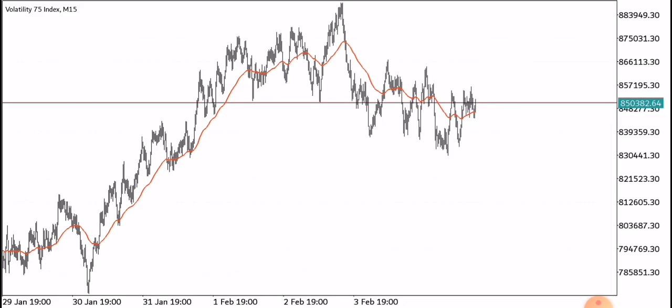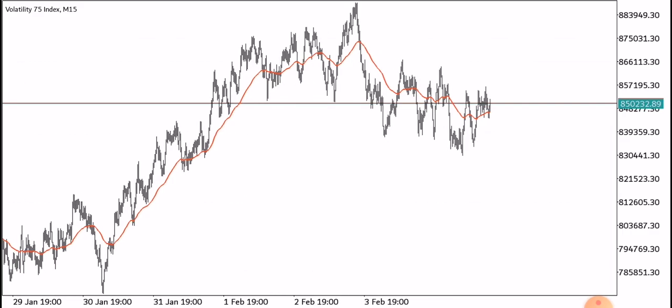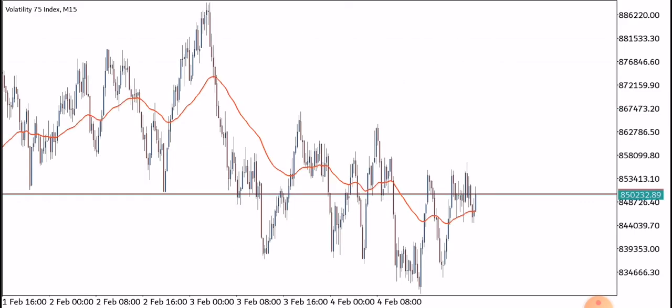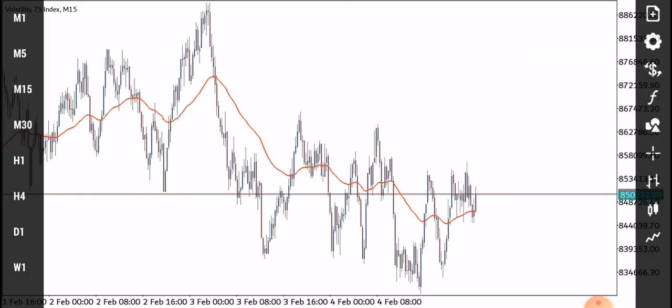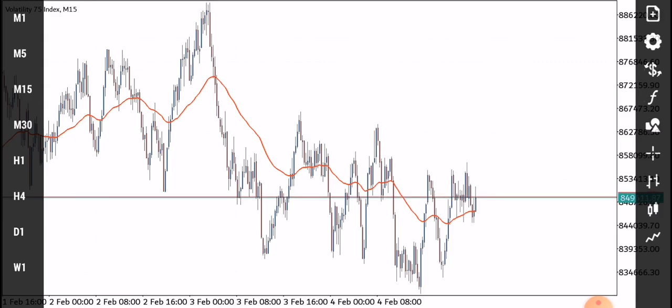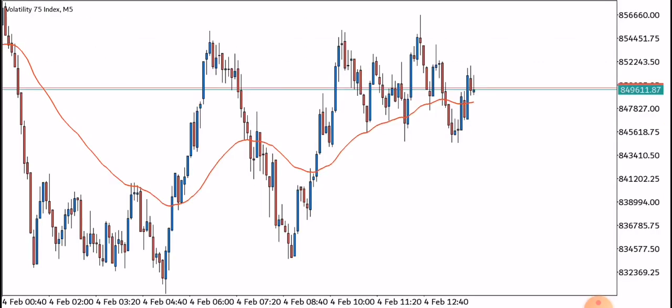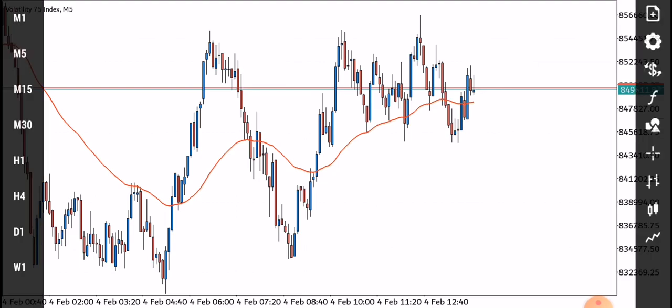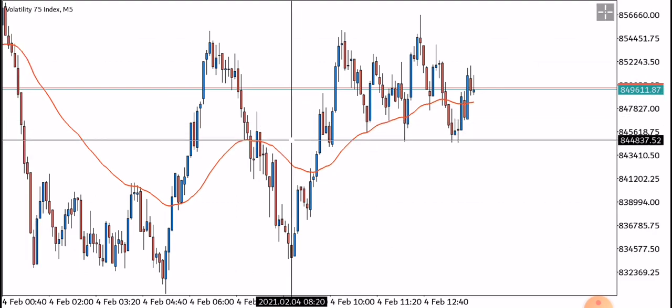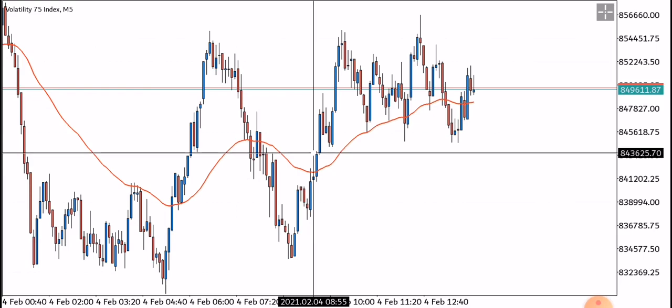All right, let's take a look at this asset. Volatility 75 Index happens to be one of the most volatile assets amongst the volatility indices, because it travels hundreds of pips within a few seconds. Let's look at this asset in the 5 minutes time frame. I'm just going to pick a 5 minutes candlestick here, and I'm going to show you how many pips it got.